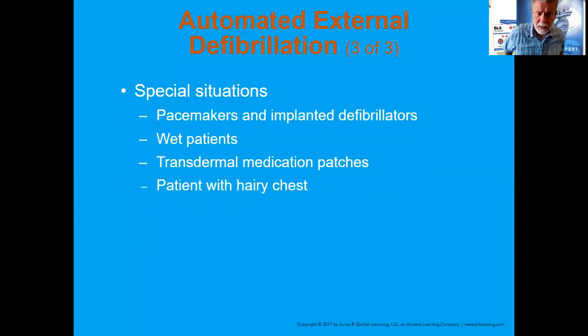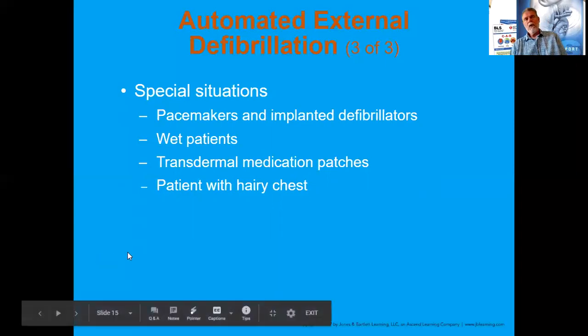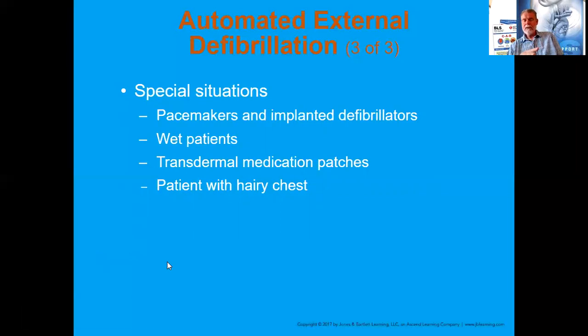I added one of these down here, and that was the patient with a hairy chest. Your AED should come equipped with a razor. Again, you do not have to shave the entirety of someone's chest. There's 2 spots where the pads go, a couple of swipes with the razor on one and then on the other, right? If you don't have a razor and there are 2 sets of pads, you can certainly apply the pad to the hairy chest, rip that off, and then you can place a new pad in its place.